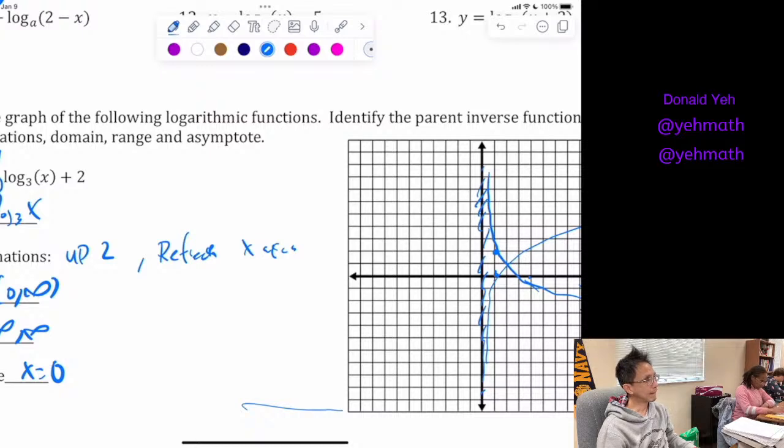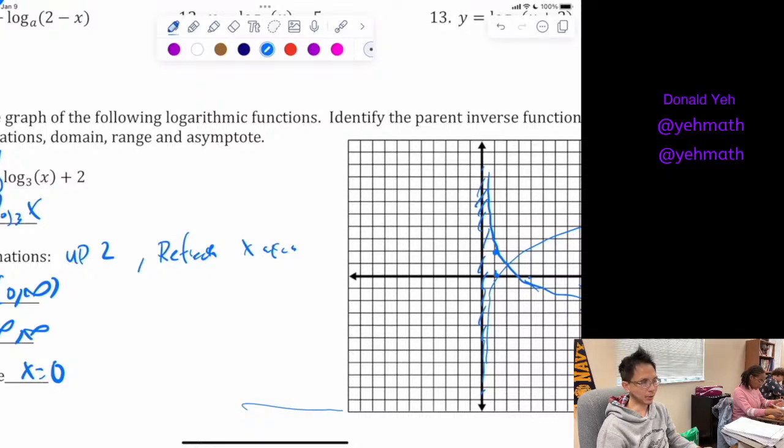Yes? Why is the parent function negative? The parent function is not negative. It's never negative. Parent functions like x squared, x cubed, 1 over x, they are parent functions. A lot of people ask me what a parent function is. Look at your notes. All the parent functions we have explained and everything. Jay?